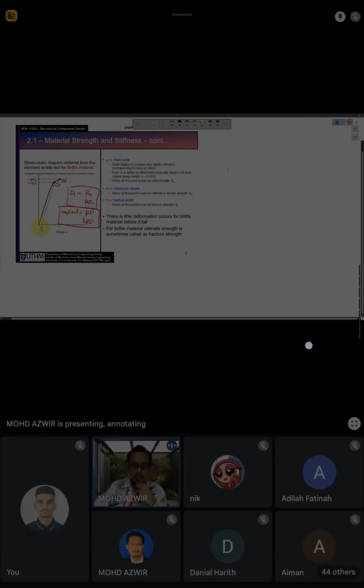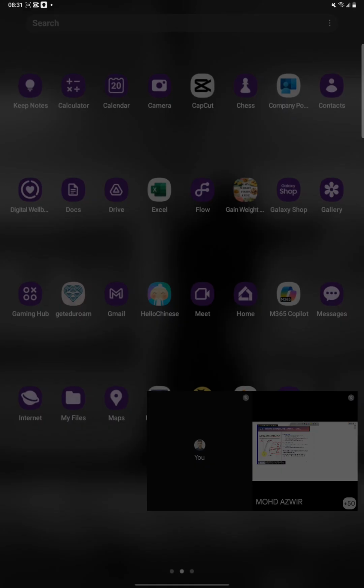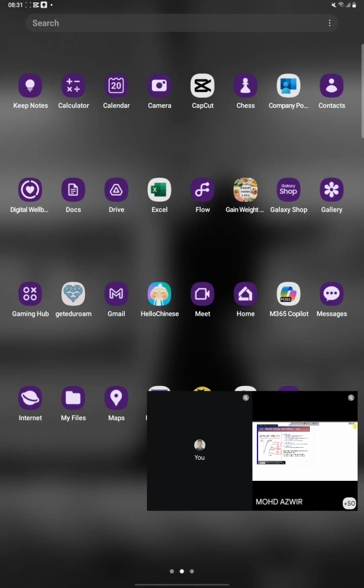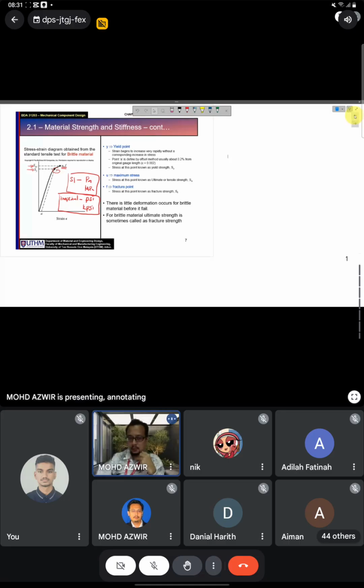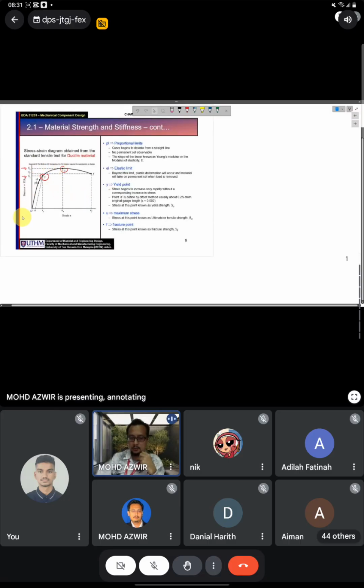Okay, but in table A20 previously, most of the material is from ductile, because they're using what we call carbon steel. So for carbon steel, the graph should be like this.